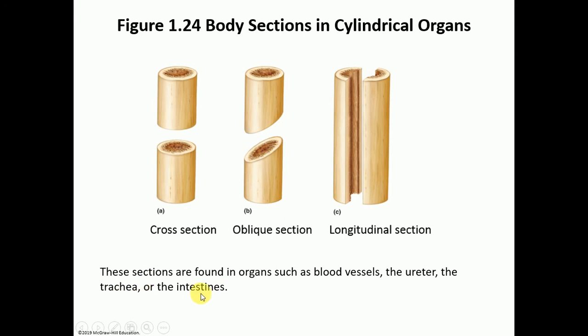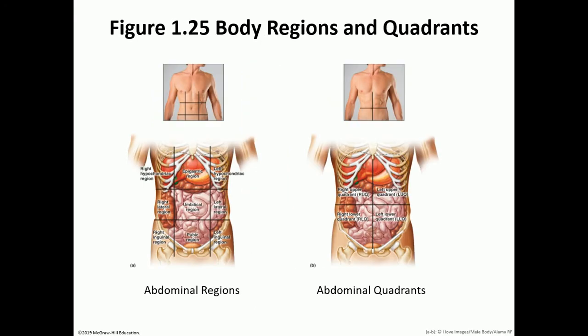Now, how do we divide the abdominopelvic area? We either have quadrants. Quadrants means one of four. Those are known as the abdominal quadrants, or the abdominal regions, and those are nine. So I'm going to talk first about the abdominal quadrants.